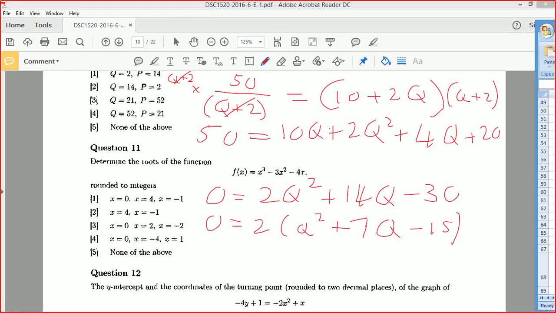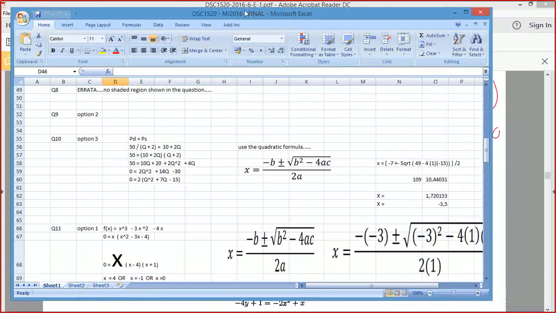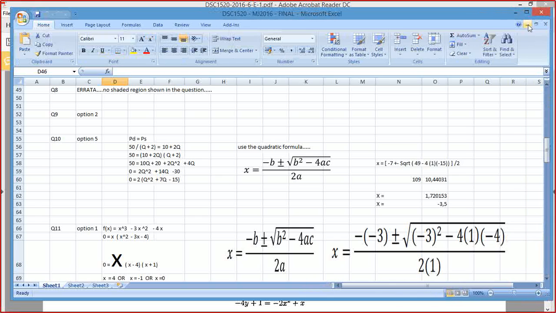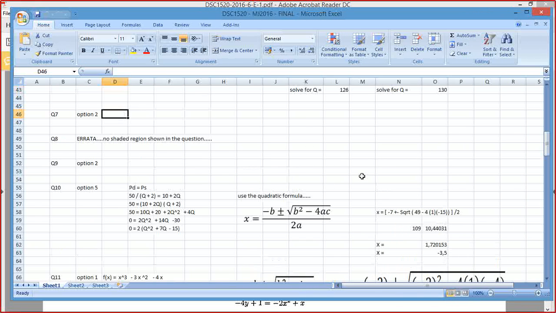I want to show that working here. It's quicker than having to write it down. So this is the quadratic equation for this one. That's what I did on screen. We landed up with 2q squared plus 7q minus 15. Now I use the quadratic equation. Let me write down what they are. B is 7. A is 1.